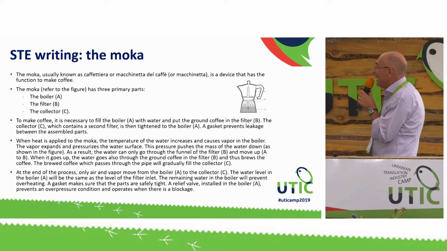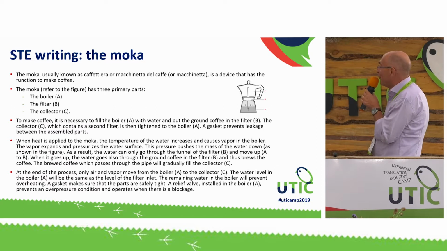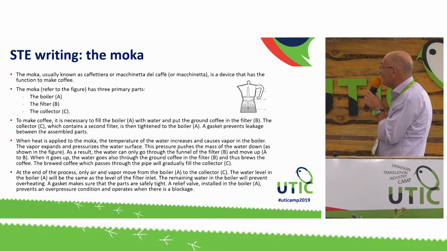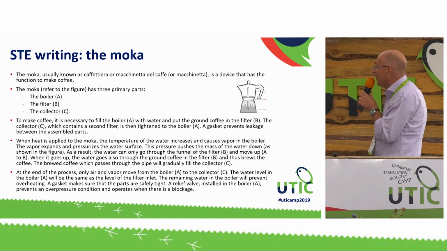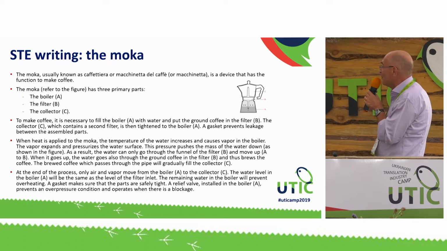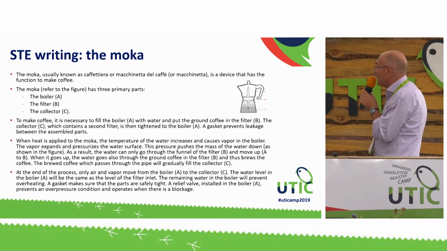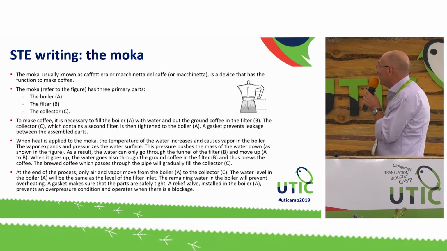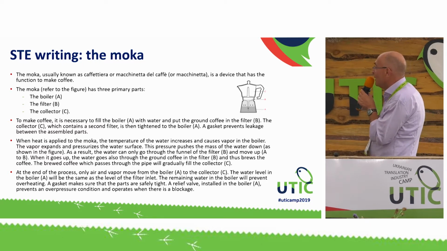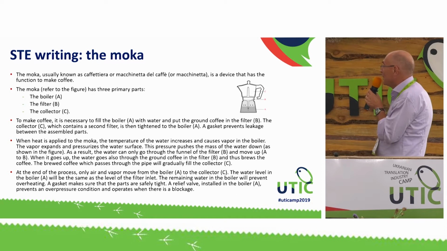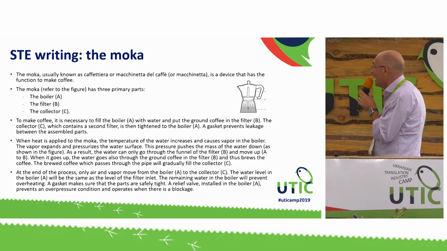When heat is applied to the mocha, the temperature of the water increases and causes vapor in the boiler. The vapor expands and pressurizes the water surface. This pressure pushes the mass of the water down, as shown in the figure. As a result, the water can only go through the funnel of the filter B and move up from A to B.